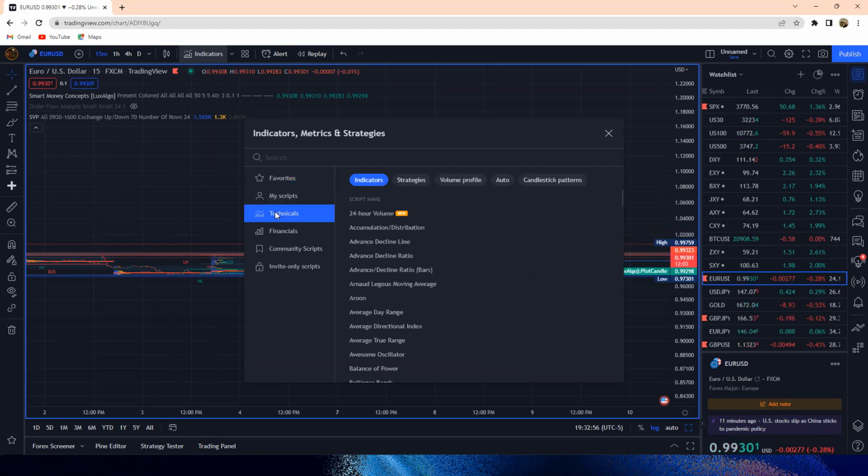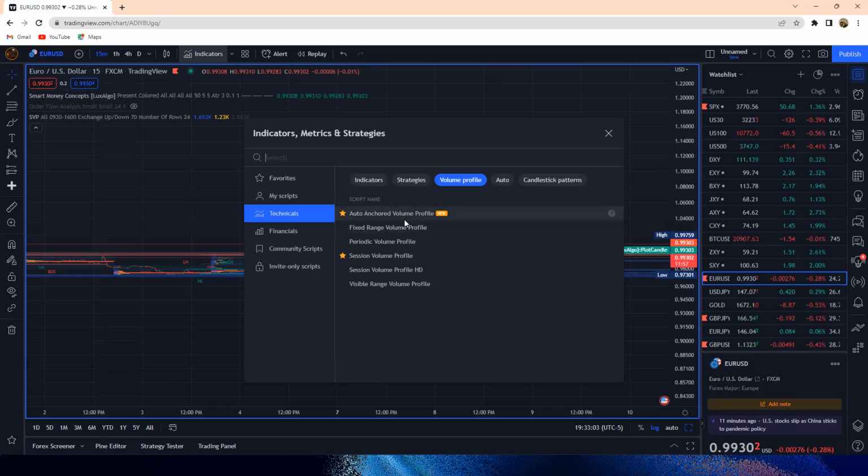All right, so for the volume profile, we go into indicators, and basically if you go to technicals on the side here, and then just look up volume profile, it'll pull up all of the volume profiles.